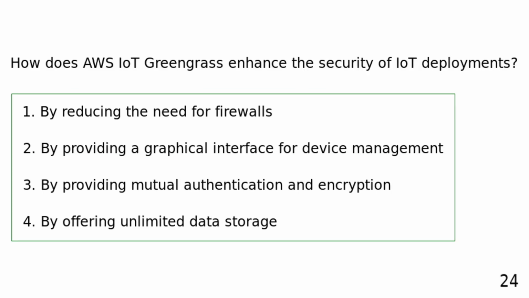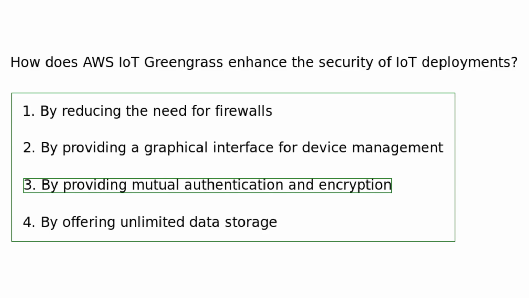How does AWS IoT Greengrass enhance the security of IoT deployments? By reducing the need for firewalls. By providing a graphical interface for device management. By providing mutual authentication and encryption. By offering unlimited data storage. Mutual authentication and encryption ensure secure communication between devices and the cloud.